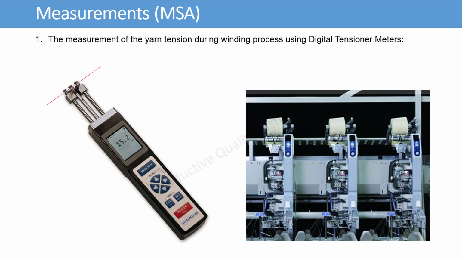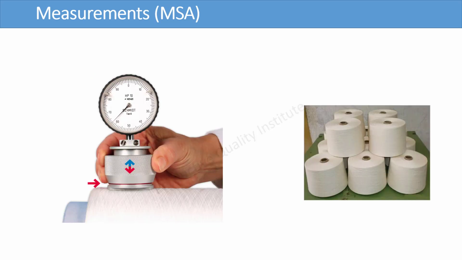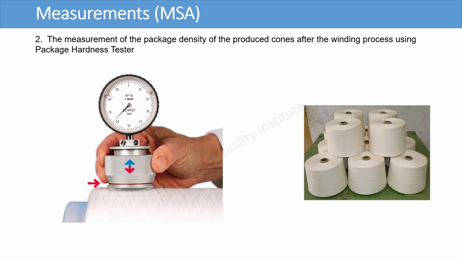The measurement of the tension of the yarn during winding process will be done using digital tensioner meters. The measurement of the package density of the produced cones after the winding process will be done using a package hardness tester.